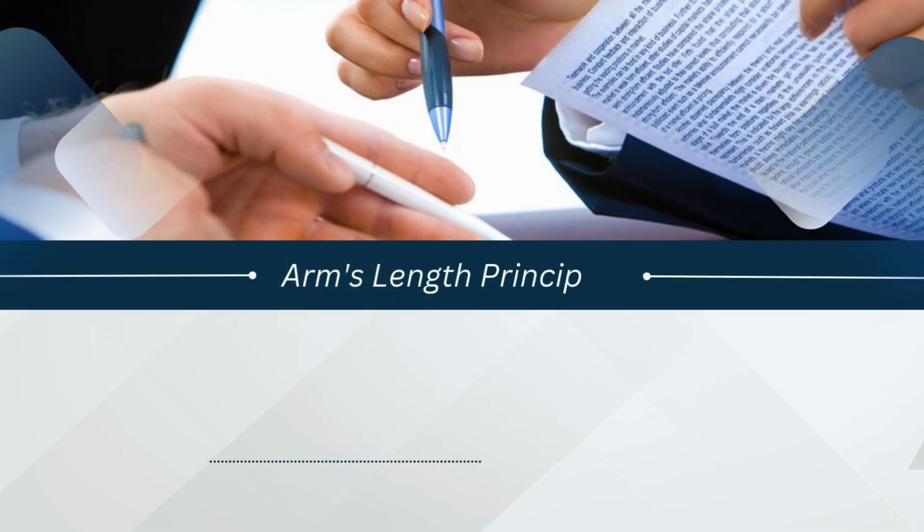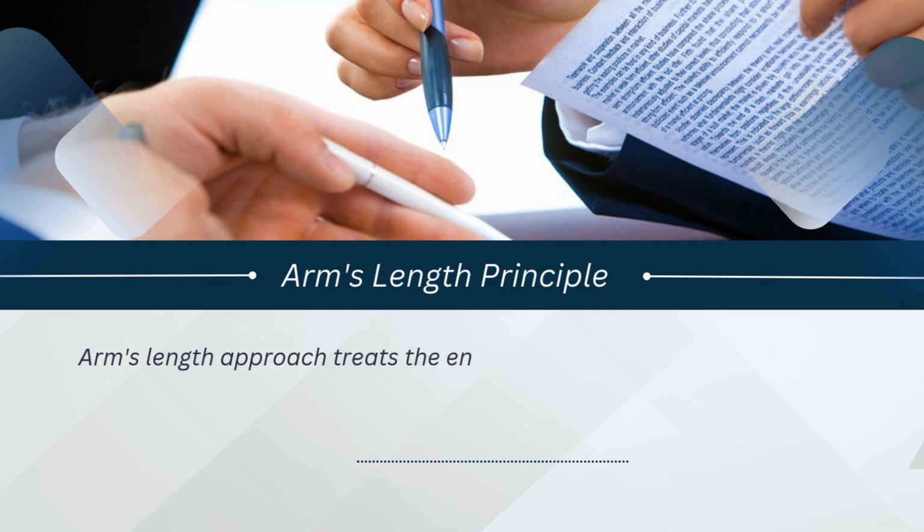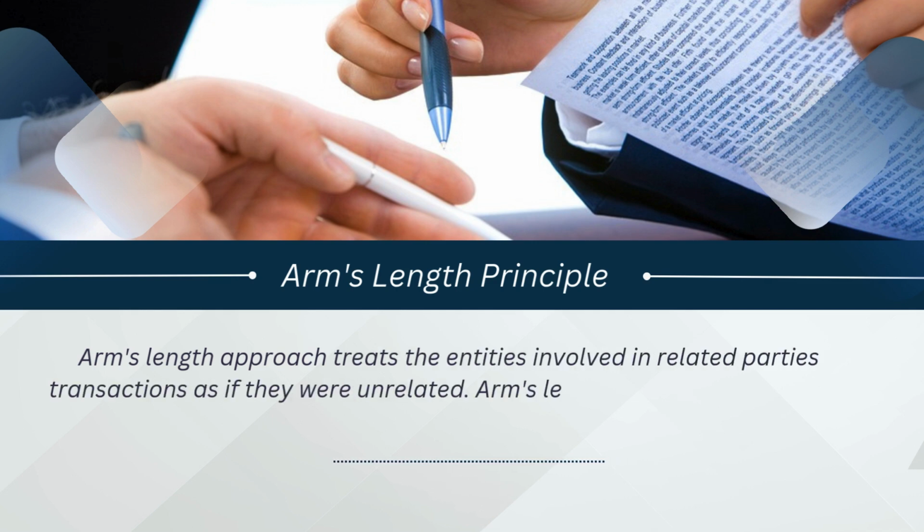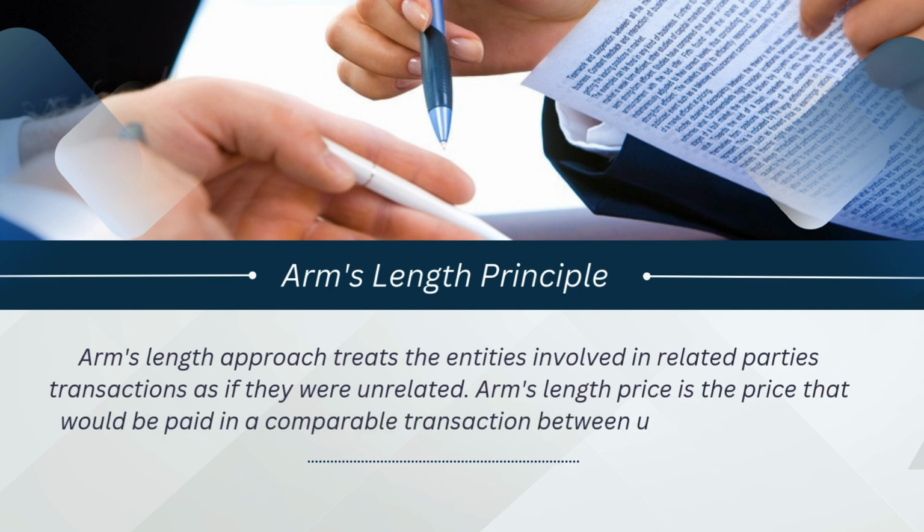Arm's length principle. Arm's length approach treats the entities involved in related parties' transactions as if they were unrelated. Arm's length price is the price that would be paid in a comparable transaction between unrelated parties.